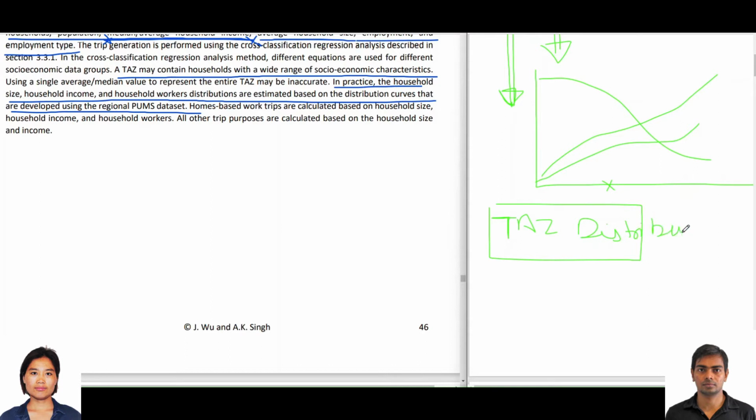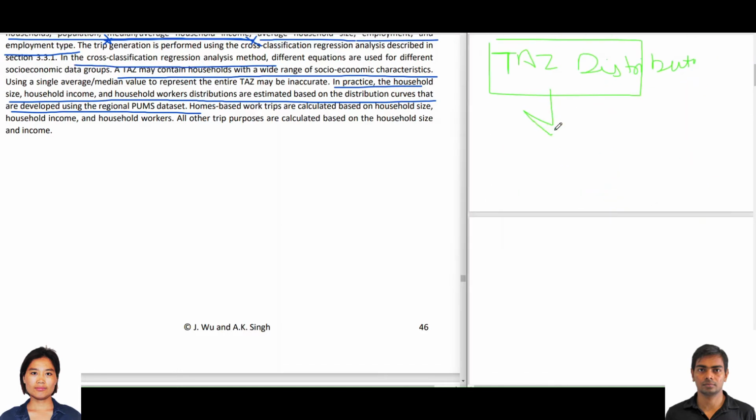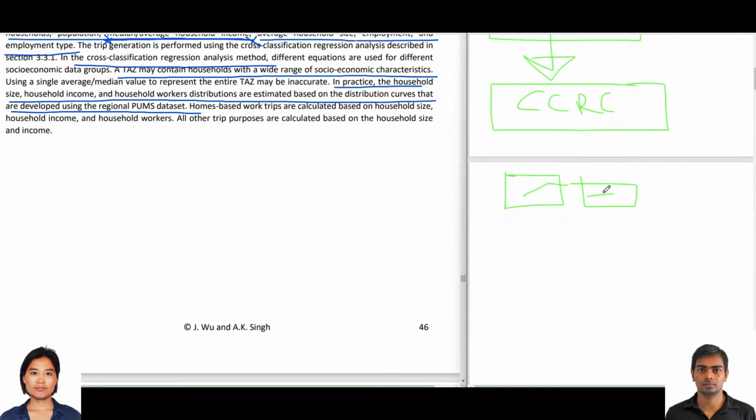Now we use TAZ distribution data and feed it into the cross classification regression curves, which we looked into while we were discussing trip generation. These are a bunch of curves where data is segregated into different blocks and each has different curves. This distribution is fed into a set of equations, and based on these equations the total number of trips generated are calculated.